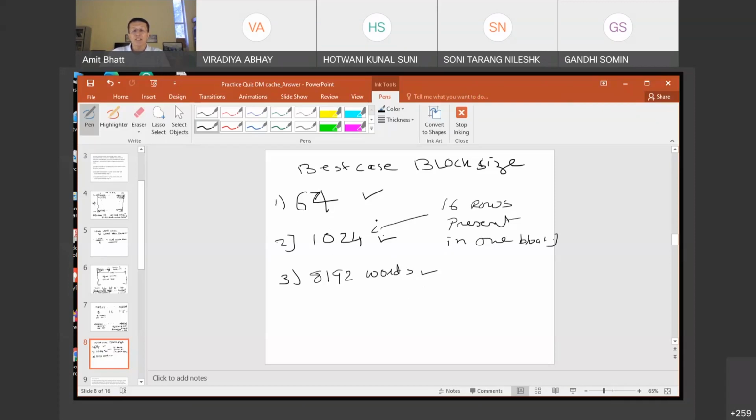So suppose if this is my block size, this is not possible because this is larger than the size of my cache. So yes, the person who gave this answer has thought correctly that we need 8,192 words in all.